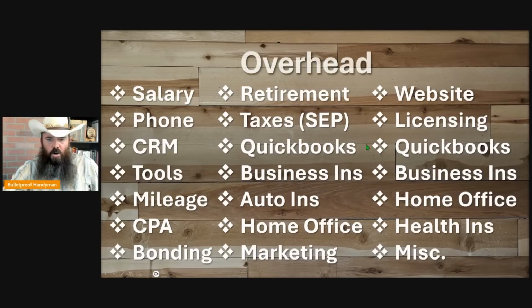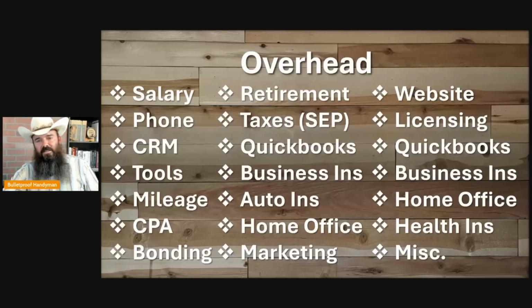Next slide, overhead. Now, this is not a comprehensive list of every type of overhead that you could possibly have. That list would be endless. However, this is a very good slide for giving you the basics of what your overhead will be. You probably don't need me to, but I'll read it off to you. Your salary, your phone, your CRM, which is like Jobber that I use to run my business, tools, mileage on your vehicle, including gas, your accountant, your bonding. If you get bonded, I do think you should be bonded, even if you don't need to be. Even if you're not trying to be a contractor, you can get bonding and people like that.